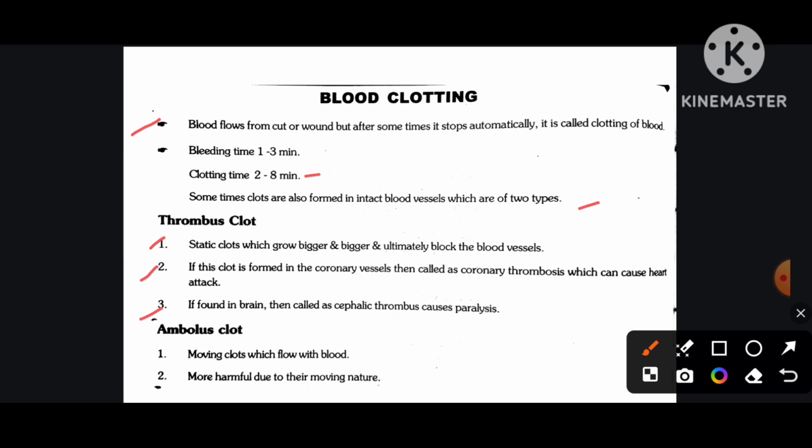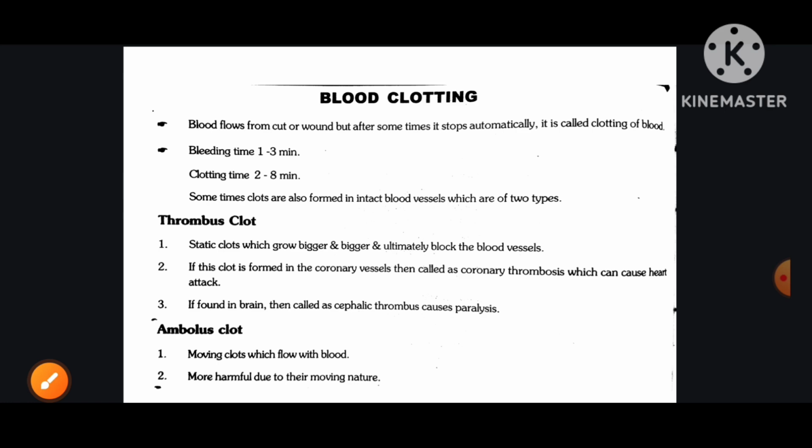Embolus clot, a moving clot which flows with blood, is more harmful due to its moving nature.